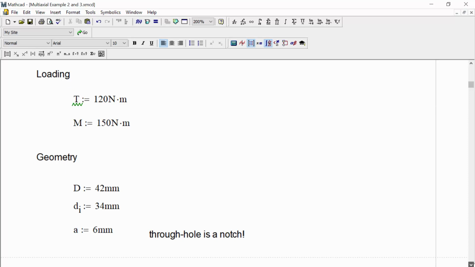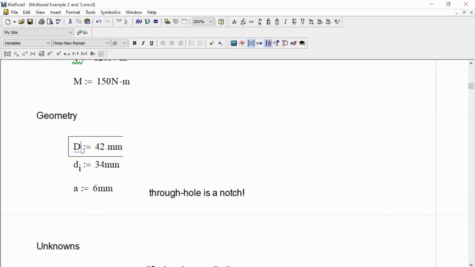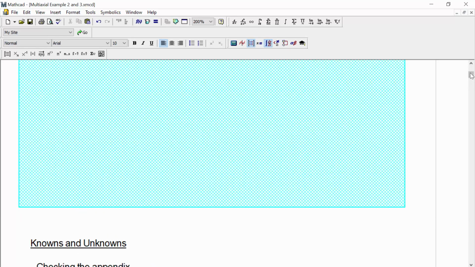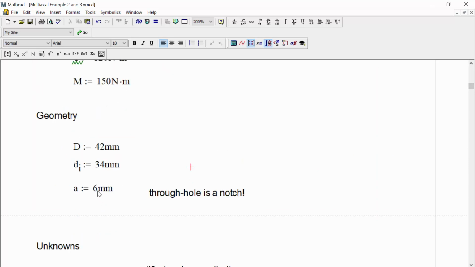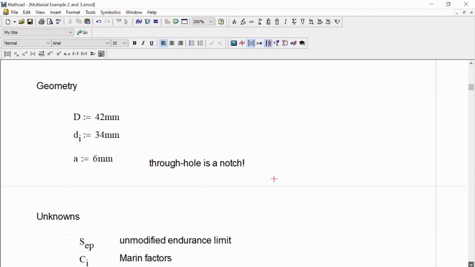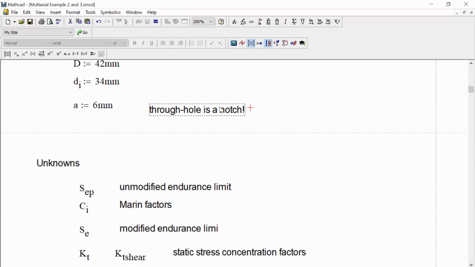Let's also define the geometry, where big D is the outer diameter at 42 millimeters, little d is the inner diameter at 34 millimeters, and A is the diameter of our through hole at 6 millimeters. And this through hole represents a notch.